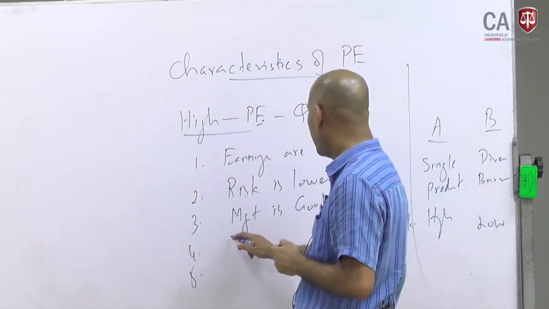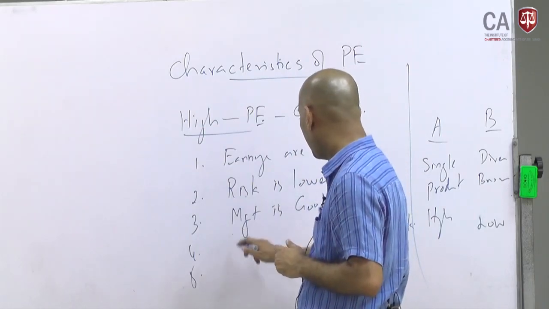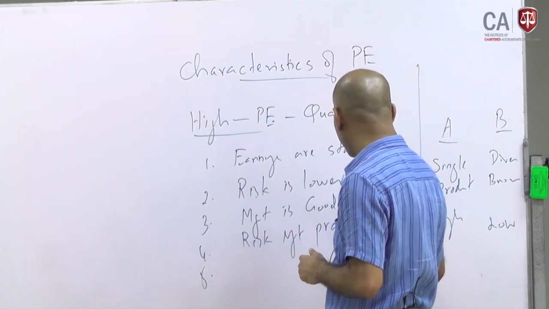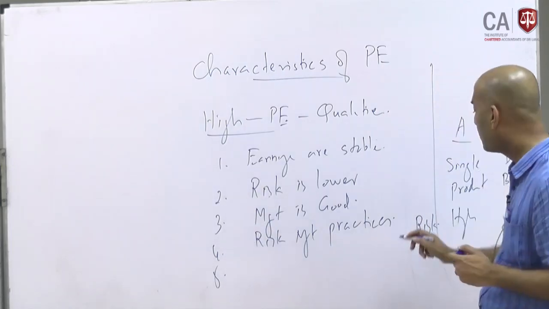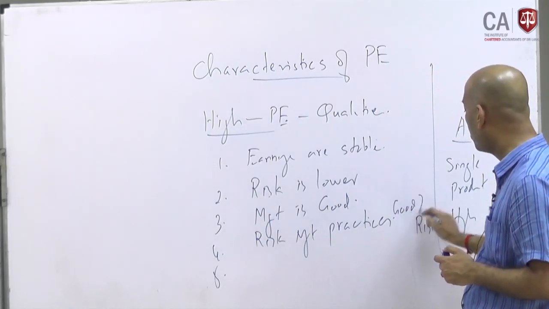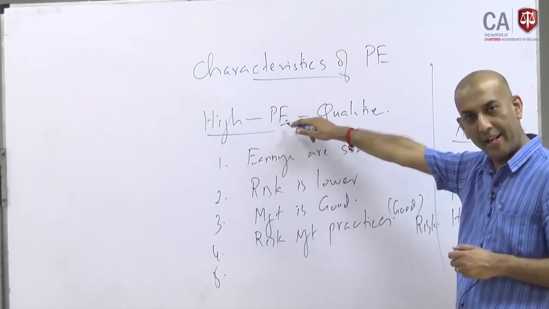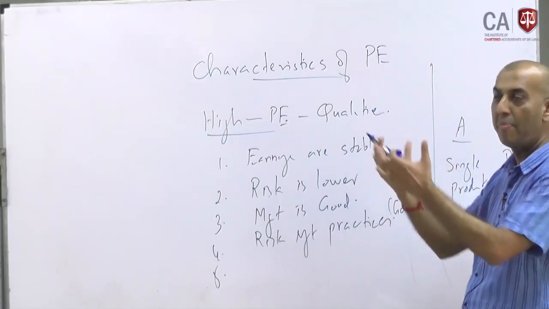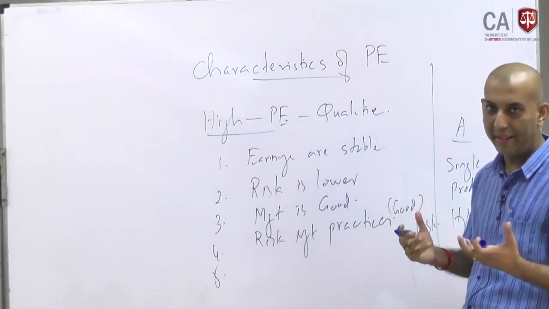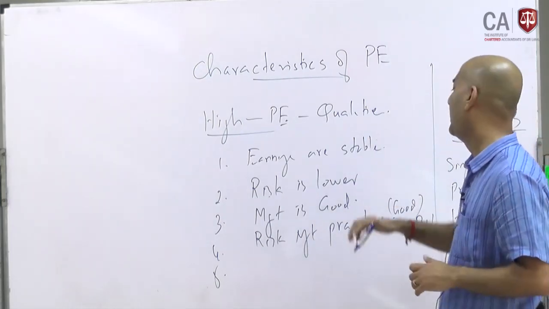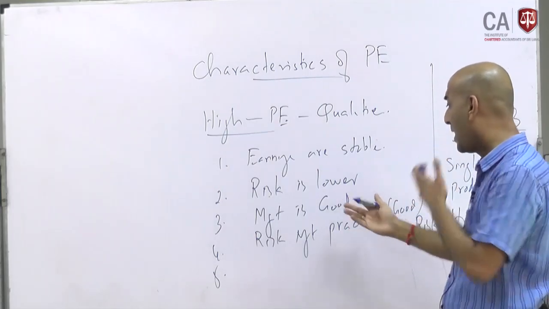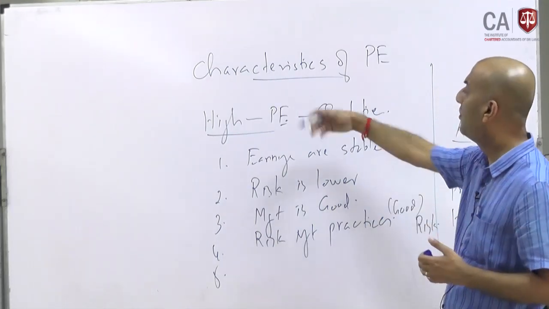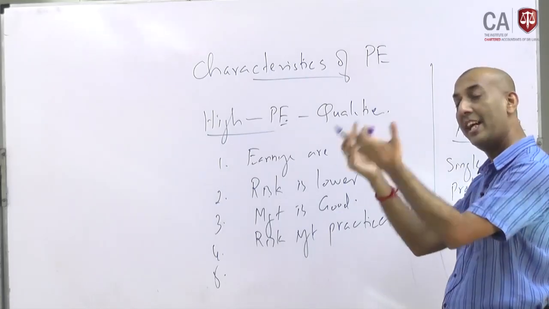Then you will see the risk management practices. There are organizations which have good risk management practices. If a company has good risk management practices, that company will have a higher PE ratio than a company which has lesser risk management practices. So that is also one indication when you say higher PE ratio, that company has very good risk management practices. So earnings are stable, risk is comparatively lower, the management is good, risk management practices are good. All these highlight that the company, or the industry, could have a higher PE ratio.